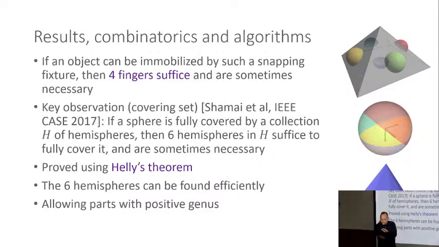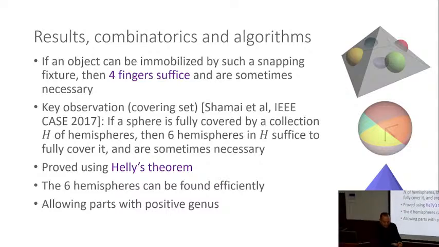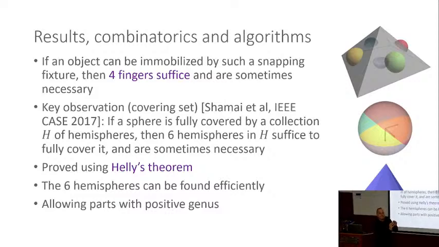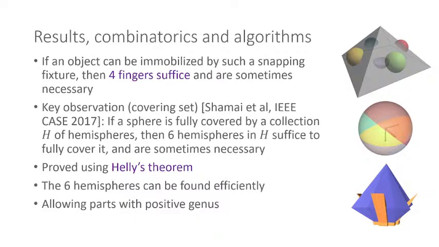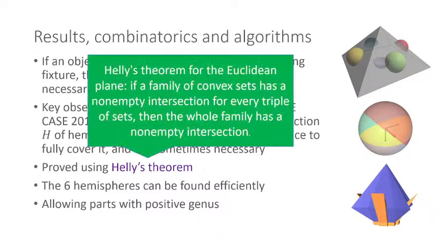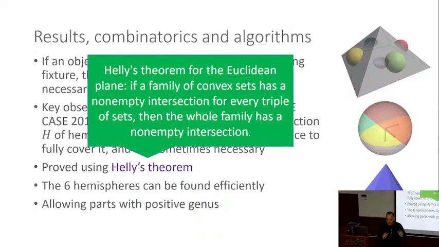Whenever you touch a face with the palm or with a part of the finger, you prevent it from moving in a hemisphere of directions in free space. So think of the sphere of directions, that's S2, and each constraint is a hemisphere. And what we've shown previously is that if you have a collection of hemispheres that covers the sphere, then 6 of these hemispheres are sufficient to cover it. This is a not very complex application of Helly's theorem.